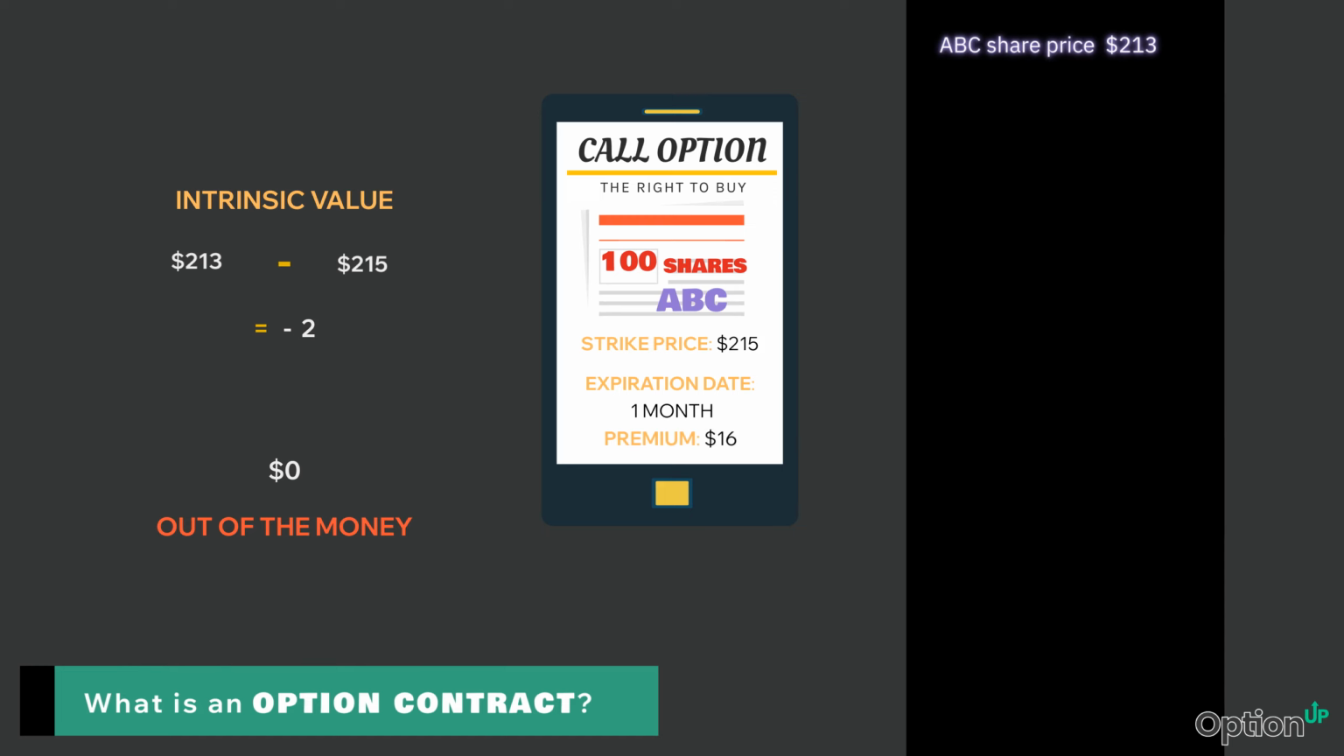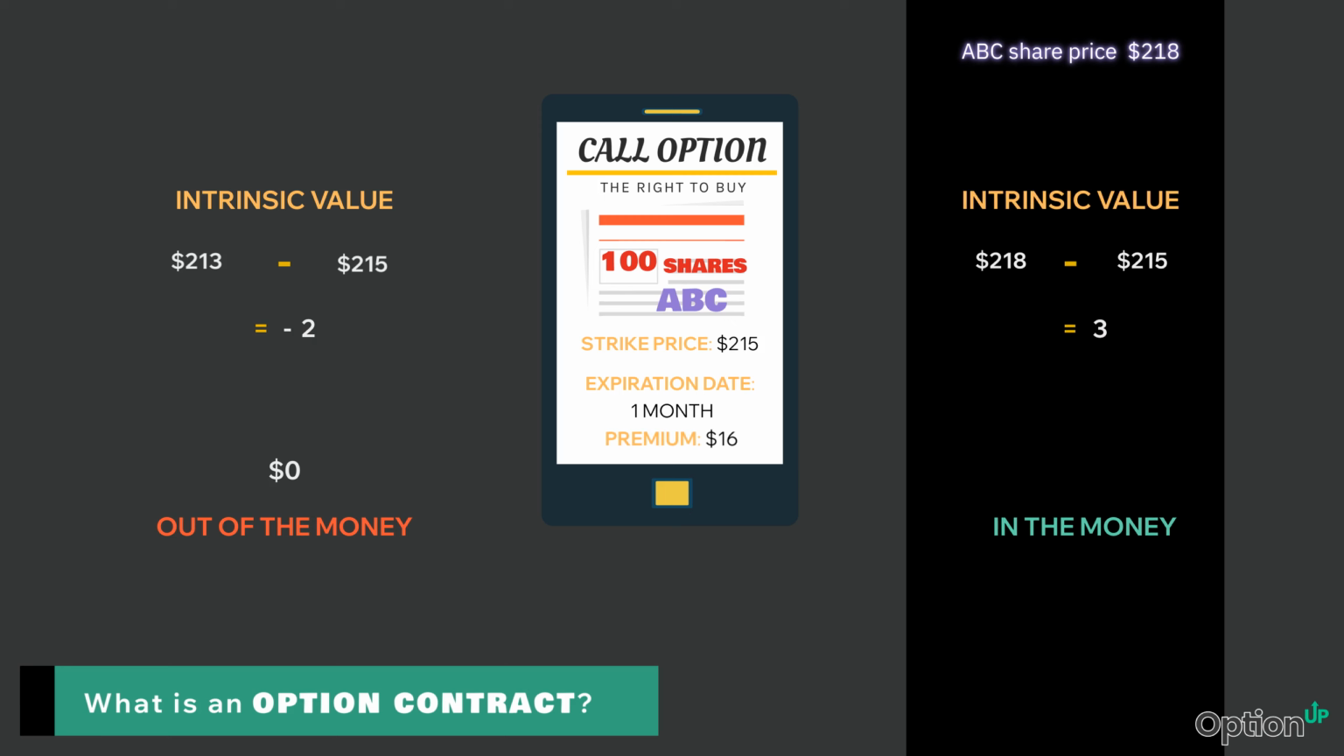In another scenario, let's say the value of the same stock is $218. Then the option contract would be considered in the money because the current stock value minus the strike price equals 3, a positive value. Since the intrinsic value is $3 and the contract price, or premium, is $16, the time value equals $13.